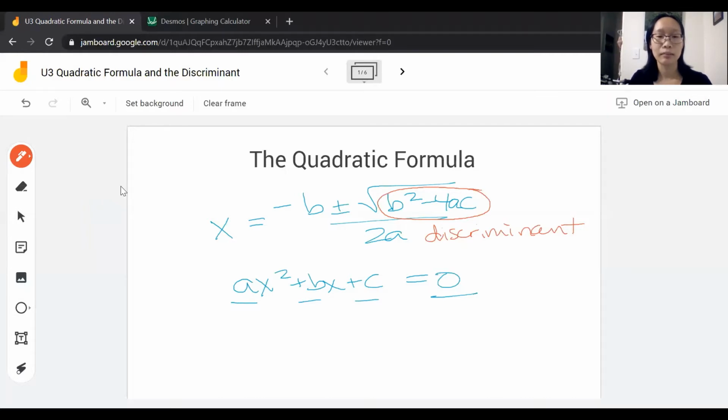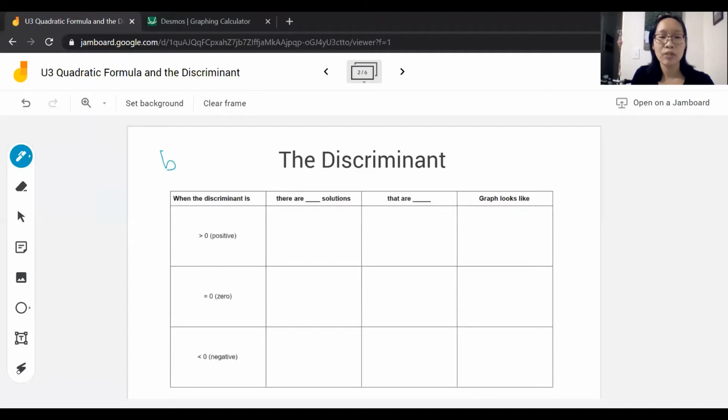Let's take a look. Since the discriminant is b squared minus 4ac and it sits under the square root, when it is positive, you're taking the square root of a positive number and you get two real solutions because you get a plus or minus. That means your graphs look something like this or like this, where your parabola intersects the x-axis at two different points.